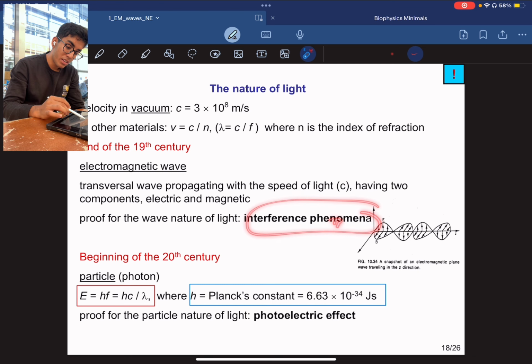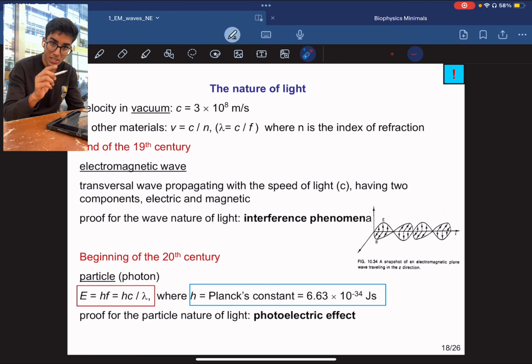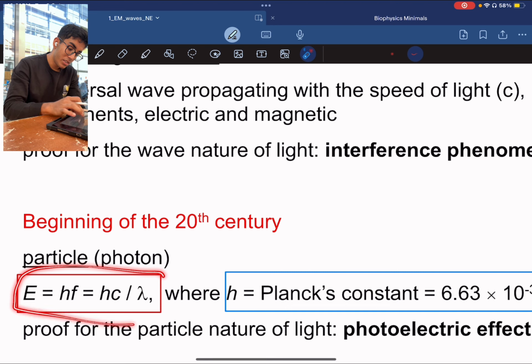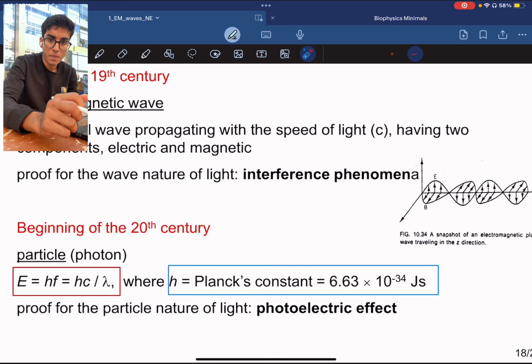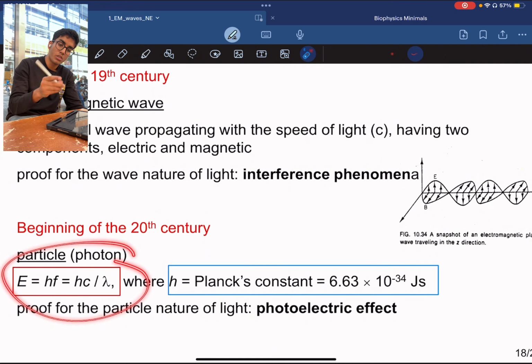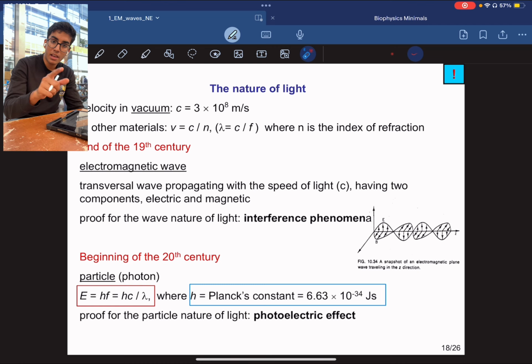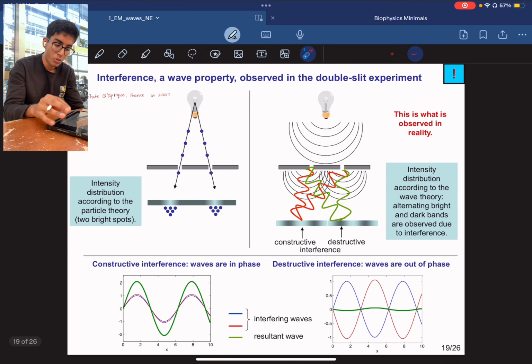Electromagnetic wave, interference phenomena. I'm going to explain interference because it's important. Beginning of the 20th century, E is equal to hf. This is given by Planck. We have done this in the first lecture of MedChem, atomic structure. We did E is equal to hf, and we solved some problems with it as well. If you want to know what this is exactly and solve some problems, go back to that video, and I have timestamps so you can go through it.